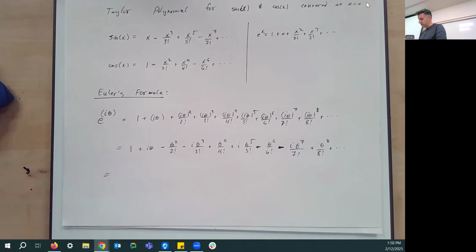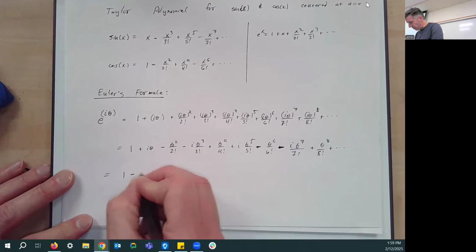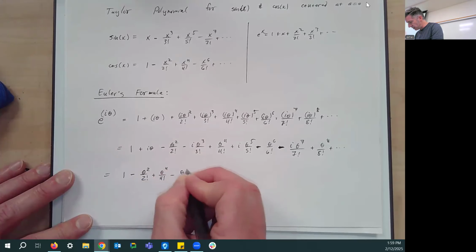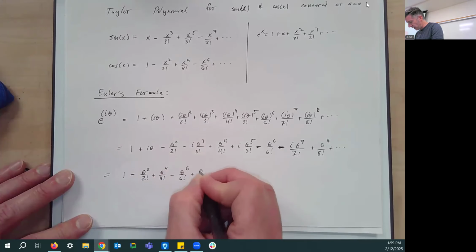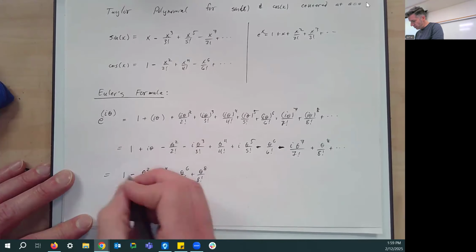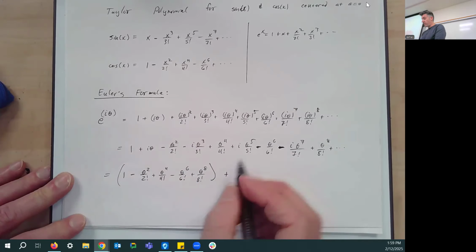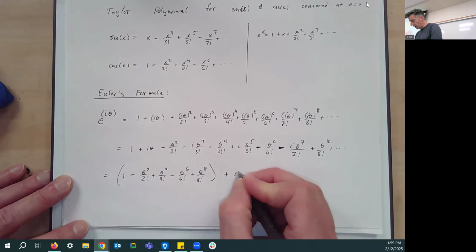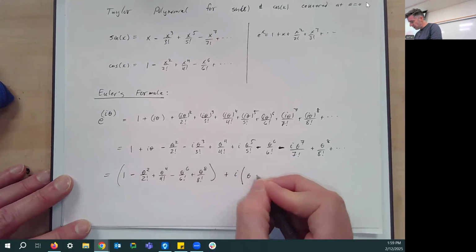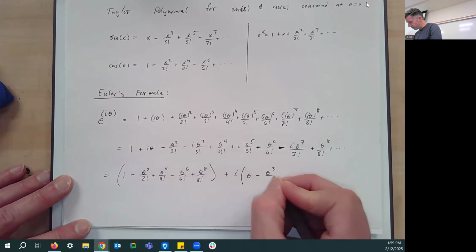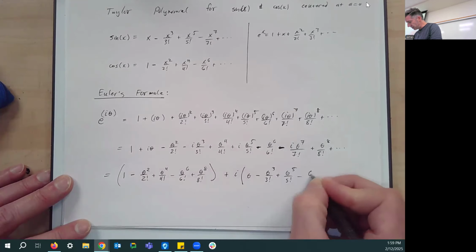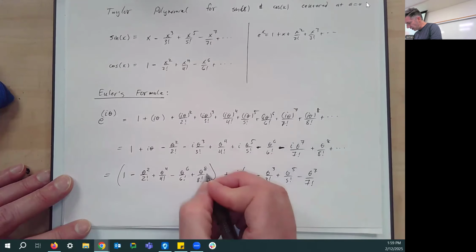Sounds like I don't have eyes. Okay, so I've got 1 minus theta squared over 2 factorial plus theta to the 4th over 4 factorial. I forgot the factorial over there. Minus theta to the 6th over 6 factorial plus theta to the 8th over 8 factorial. Plus, from the remaining terms that are odd powers of theta, I'm going to factor out the i. So i times theta minus theta cubed over 3 factorial plus theta to the 5th over 5 factorial minus theta to the 7th over 7 factorial. And this goes on and on. Sorry, this should be done.